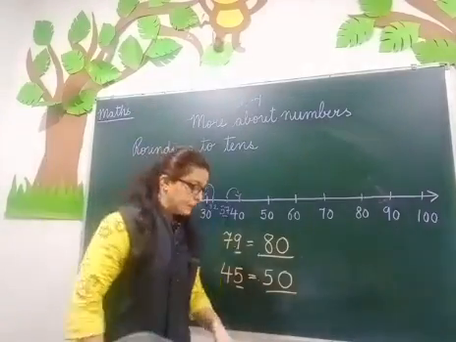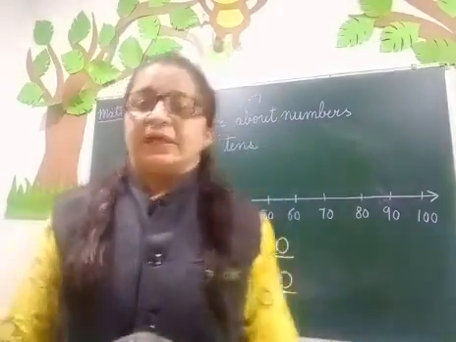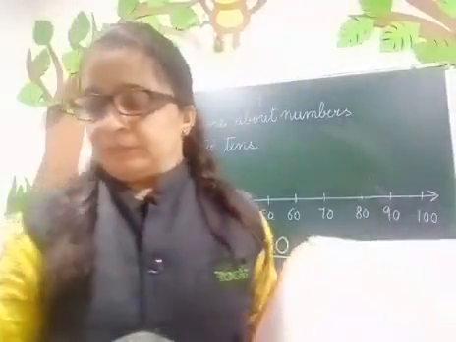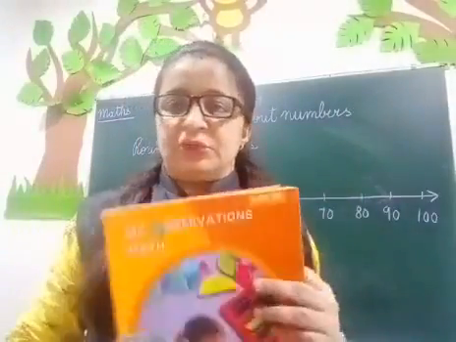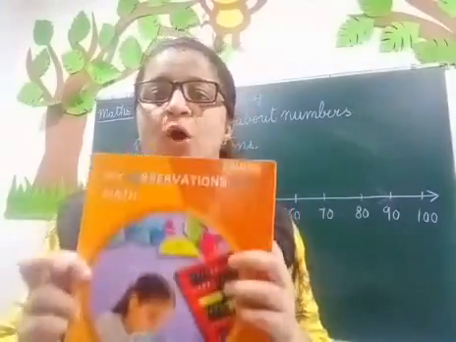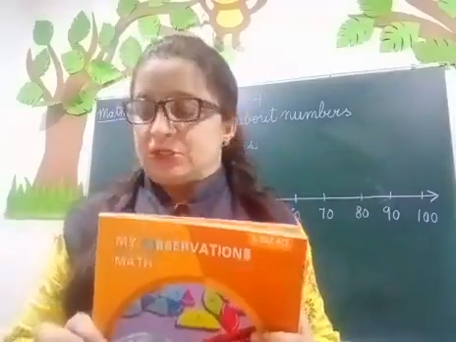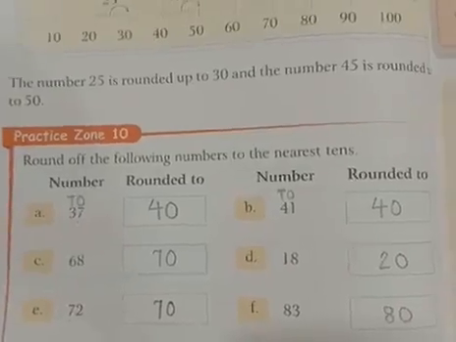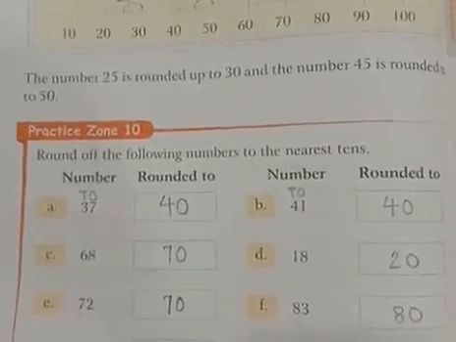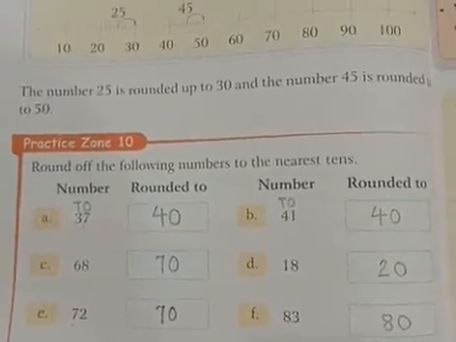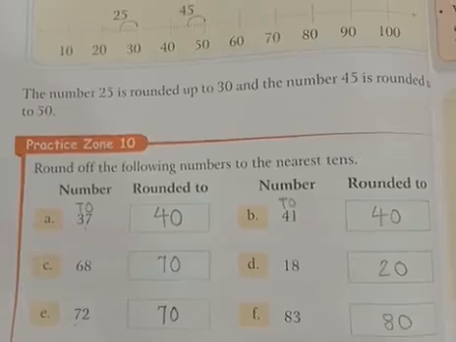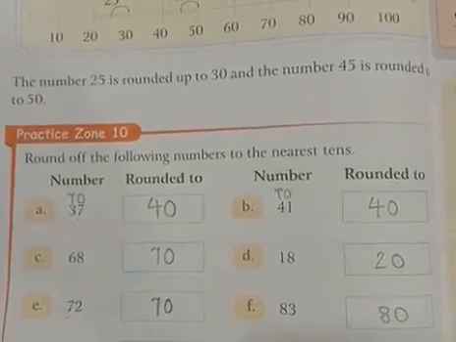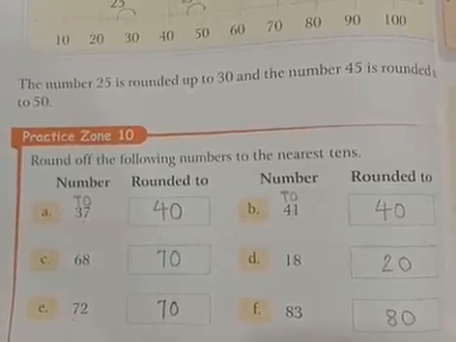Understood, children? Now we will be doing a few questions in your My Observation book. After this we will be doing Practice Zone 10. In your Discovering Maths book, Practice Zone 10 is there. What you have to do is round off the following numbers to the nearest tens.